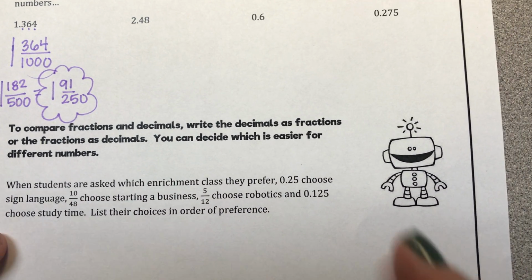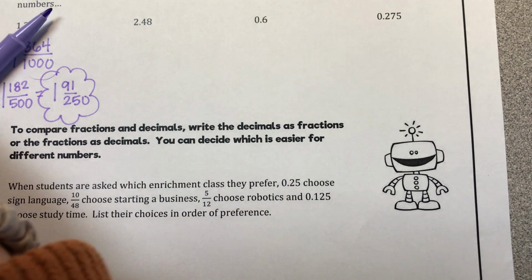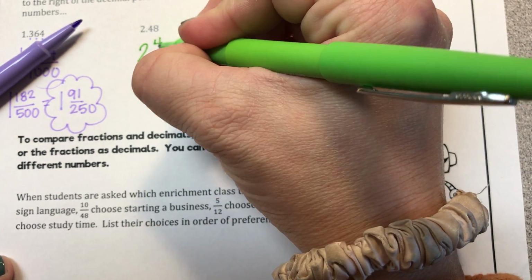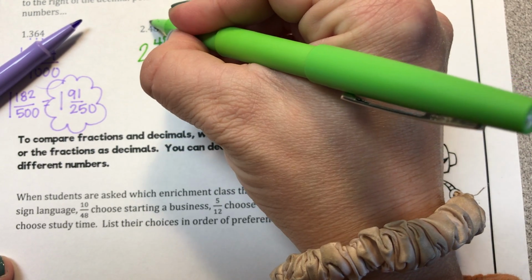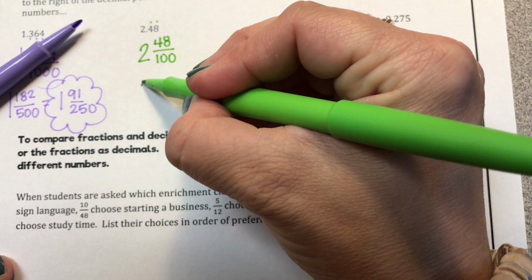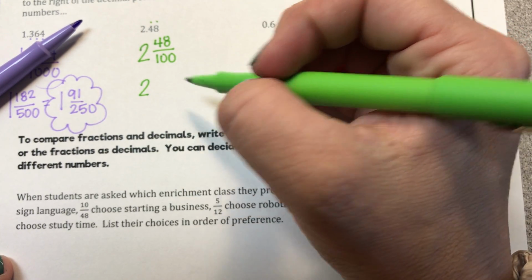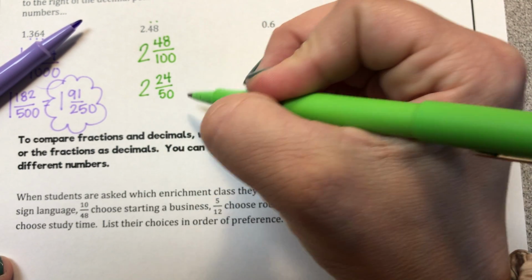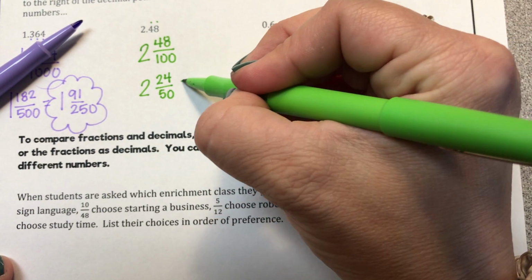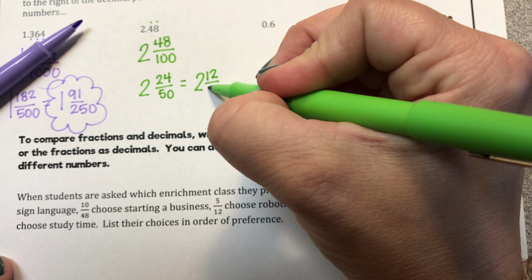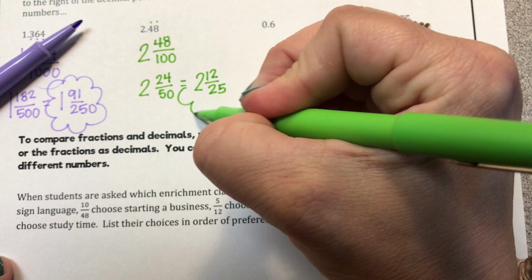Okay, let's look at this next one. Switch colors here. So we have the whole number 2, and then 48 in the tenths, hundredths place. Okay, so what are 48 and 100 both divisible by? They're both divisible by 2. So that's 24 over 50. And what are 24 and 50 both divisible by? 2 again. So 12 over 25.